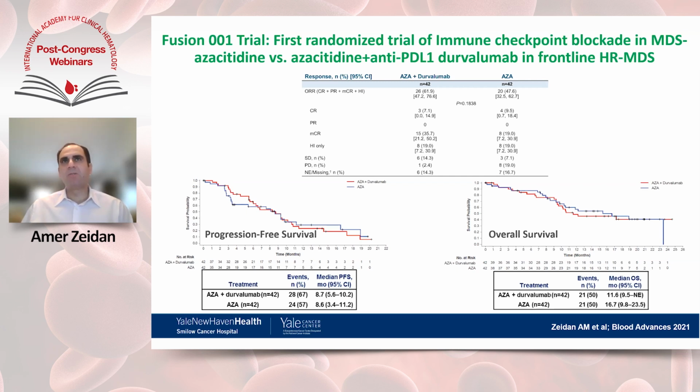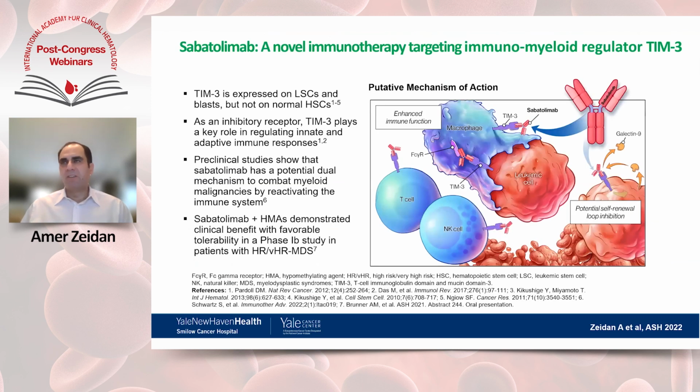You can see that there was no improvement in the only randomized phase 2 study in high-risk MDS using an immune checkpoint inhibitor, the PD-L1 inhibitor durvalumab, where there was no improvement in overall response rate or survival. However, some of the newer novel immune checkpoint inhibitors, such as sabatolimab and magrolimab, appear to be more promising.